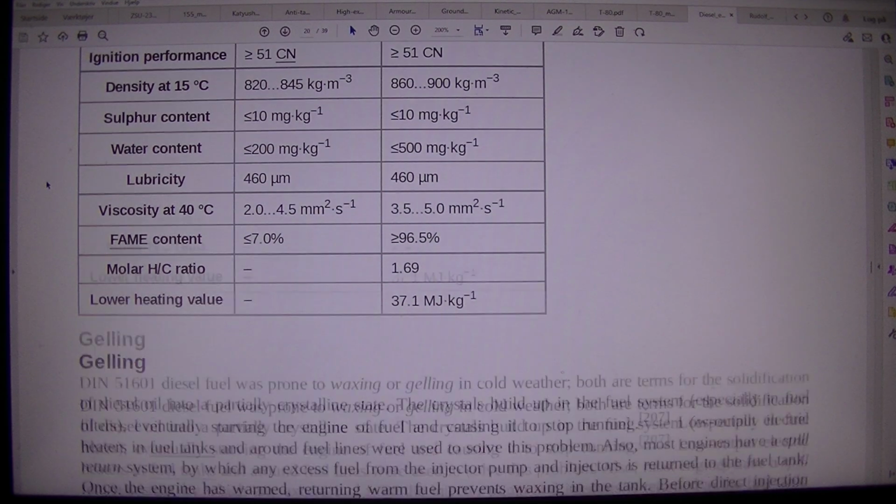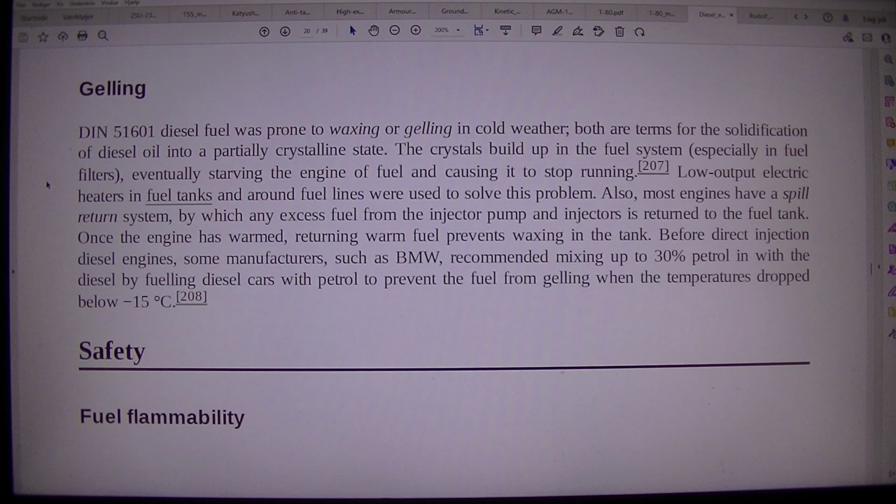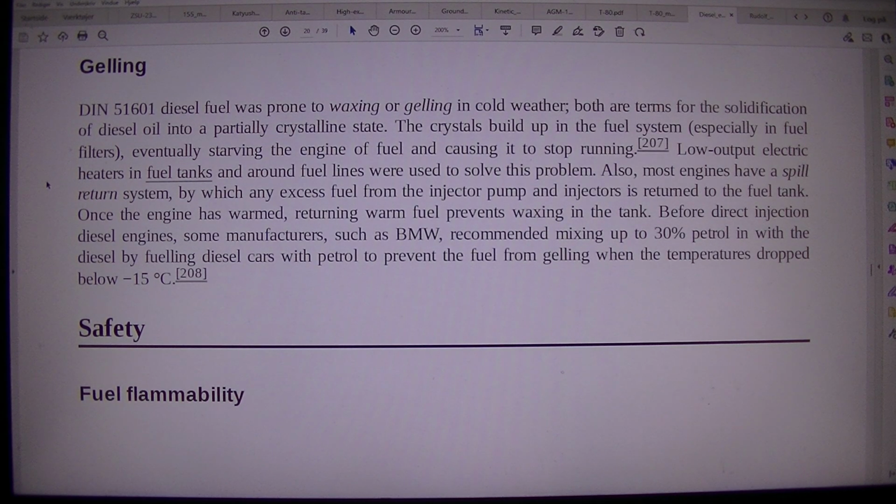Gelling. DIN 51601 diesel fuel was prone to waxing or gelling in cold weather. Both are terms for the solidification of diesel oil into a partially crystalline state. The crystals build up in the fuel system, especially in fuel filters, eventually starving the engine of fuel and causing it to stop running.